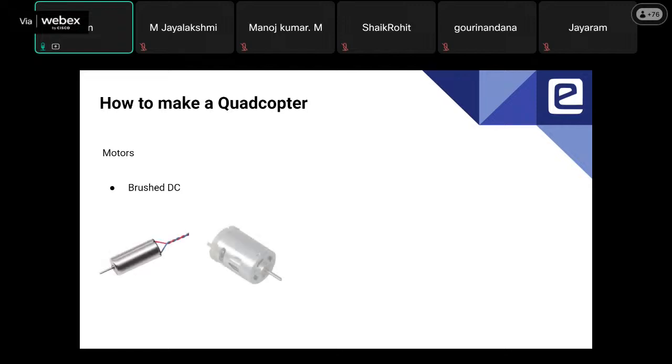In motors, we have brushed motors. You can see these in drones, but those kinds of drones will be cheap, and the life of these motors is also very short. After using them a good number of times, the motor will wear itself out and not be useful after a long period of time.